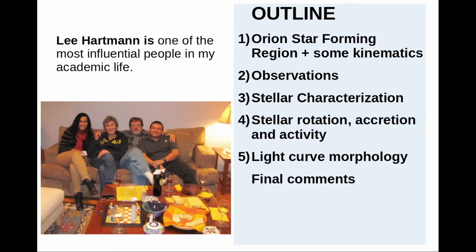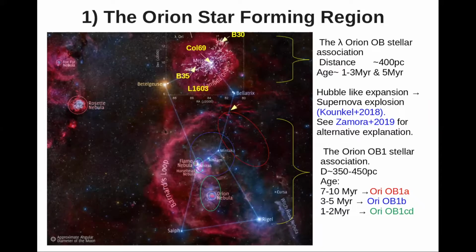Well, this is the outline of my talk, and I want to start with a general description of the Orion star-forming region. The Orion star-forming region has two main obvious stellar associations. One is located in the head of Orion, the Lambda Orionis cluster, and the other is located to the south, the Orion OB1 association, which includes several sub-associations with different ages, as you can see in this plot.